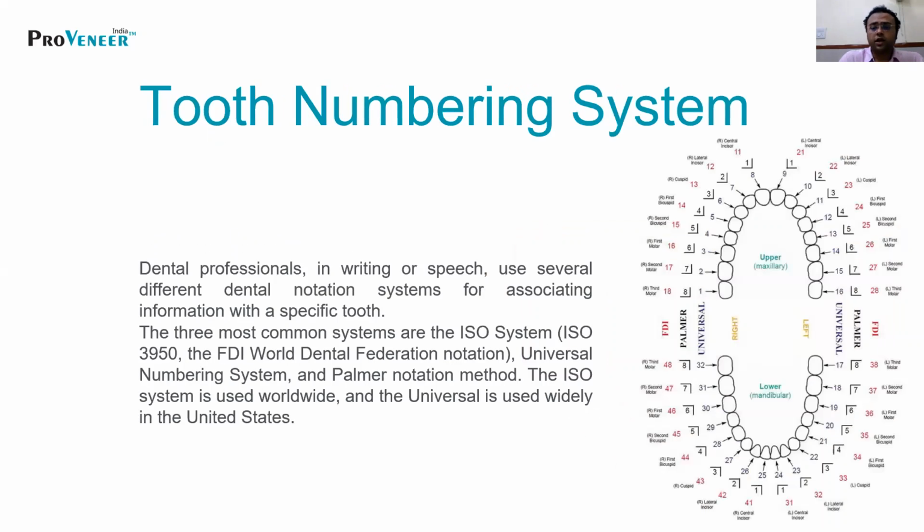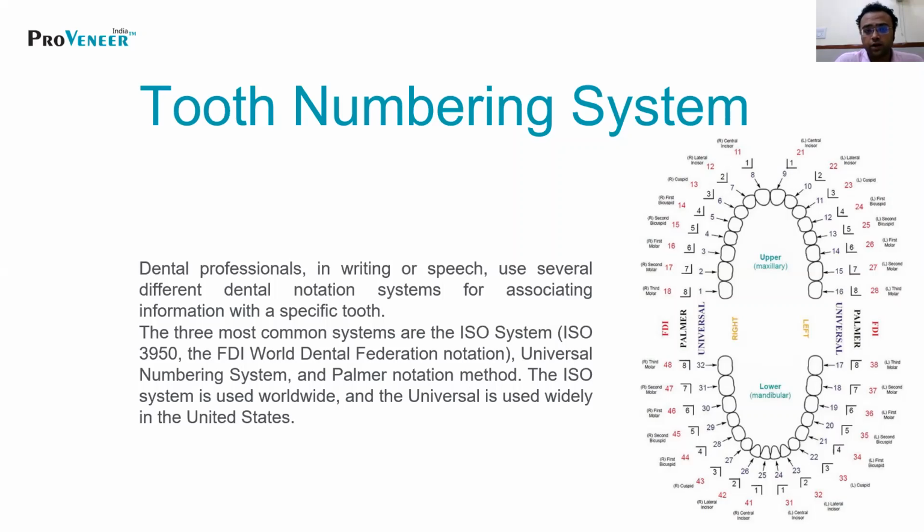Then there are tooth numbering systems. So we'll be talking about three tooth numbering systems: first is FDI, then Palmer, and Universal. Universal is easily the most commonly used. That's why the name is called Universal. It's followed everywhere.